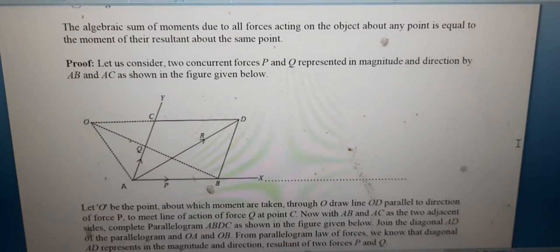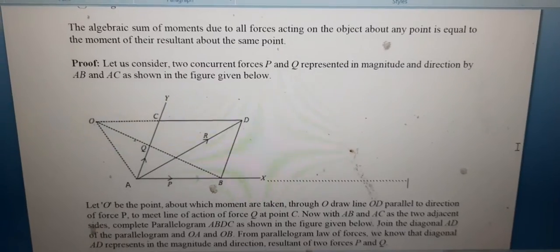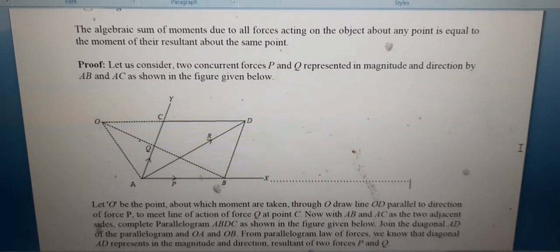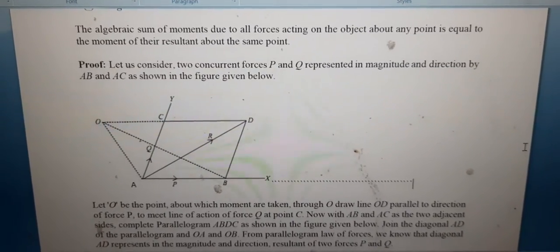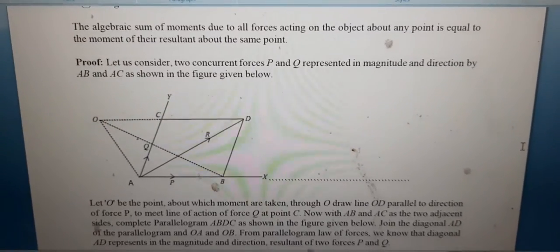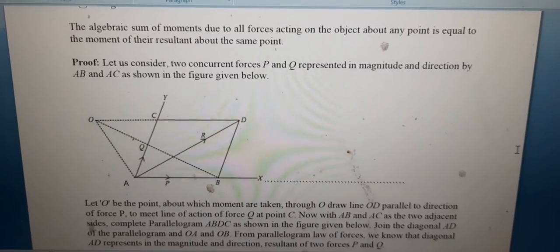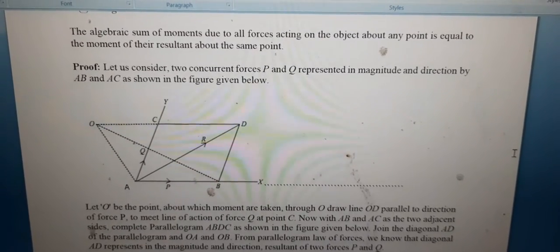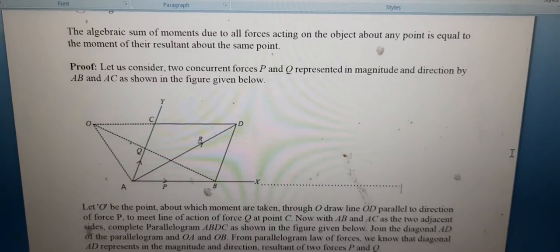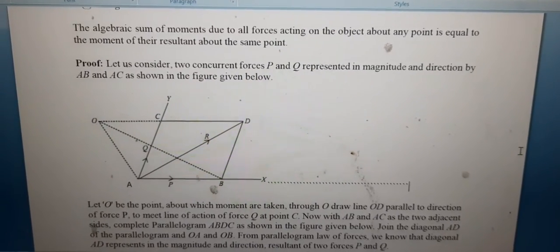In my previous video, I discussed Varignon's theorem with you. So in this video, I will do the proof. But before that, I will just remind you of the theorem. Varignon's theorem states that the algebraic sum of moments due to all the forces acting on an object about any point is equal to the moment of their resultant about the same point. So we'll prove it here.